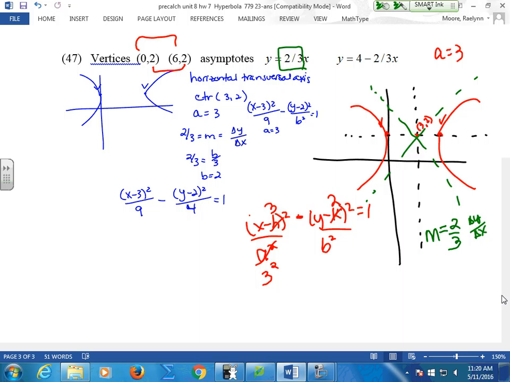Go find me the y. What's underneath the y? So what's the square root of b squared? B. Find me the x. What's under the x? 9. What's the square root of 9? 3. So far I have this: 2/3 is equal to b over 3. What's b equal to?